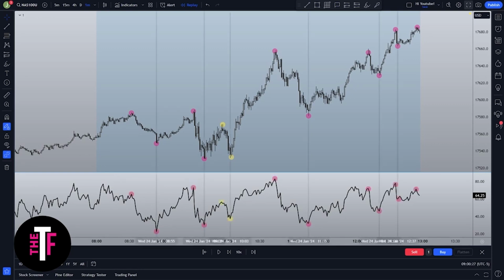To identify divergences, we mark up the highs and lows on price, then mark up those same highs and lows on the oscillator. It can help to draw a vertical line on your chart to properly line up price with the oscillator, and Alt plus V is a good shortcut for that. Now, look for instances where price makes a new high or low, but the oscillator fails to confirm that movement. This discrepancy can indicate a potential reversal, pullback, or even continuation depending on the context.